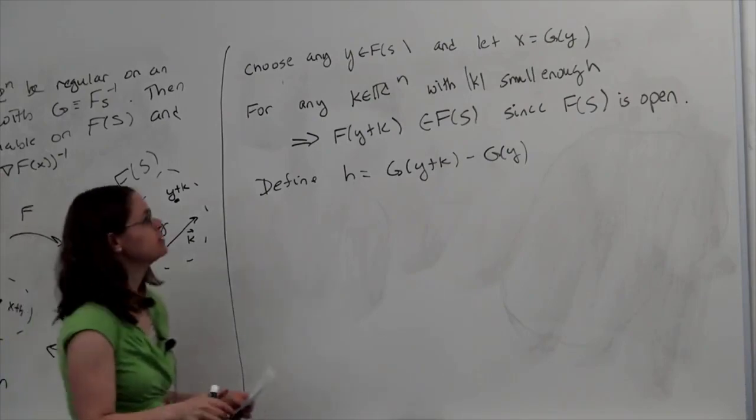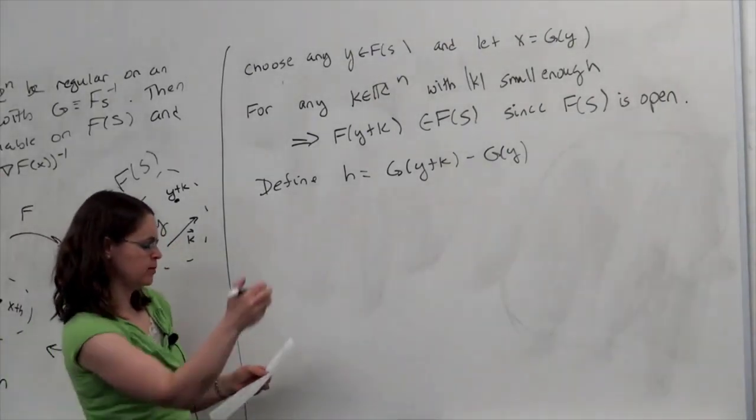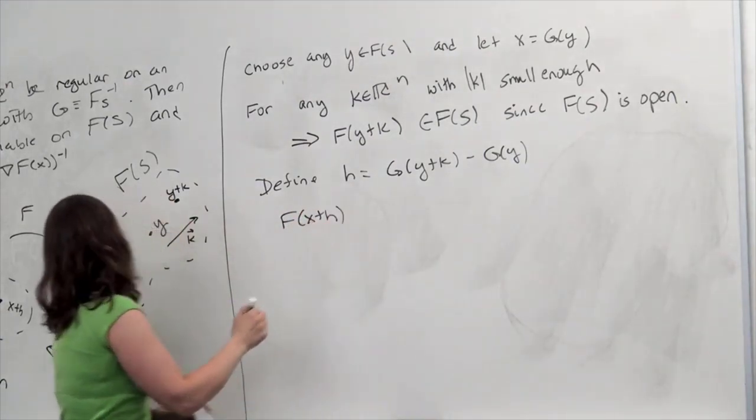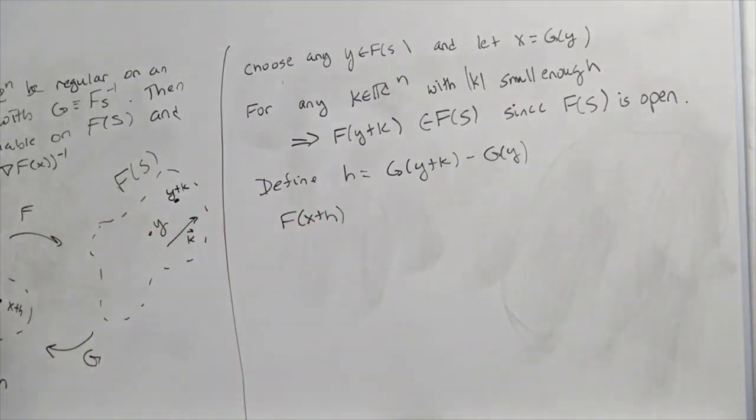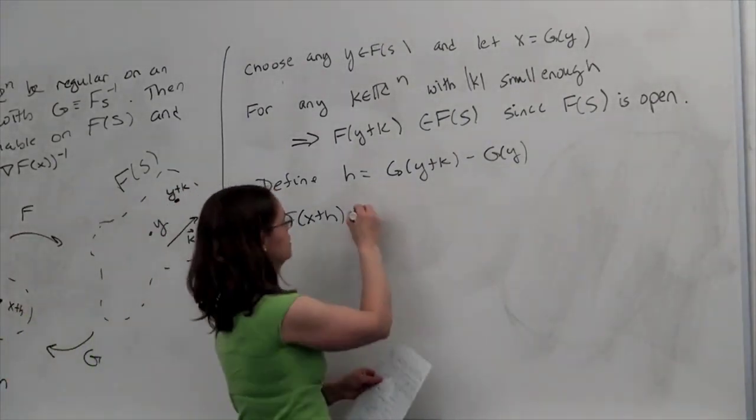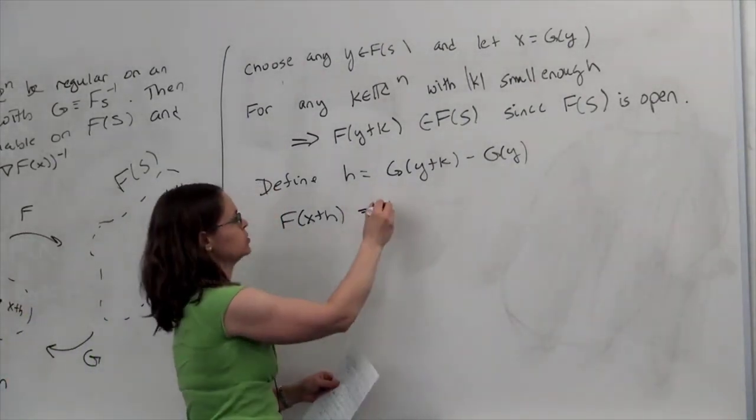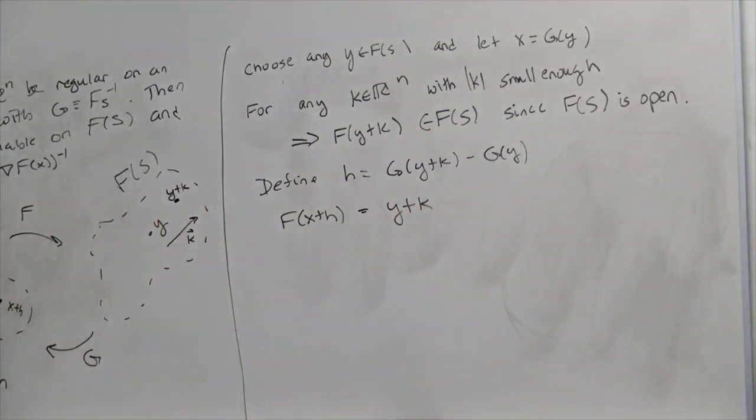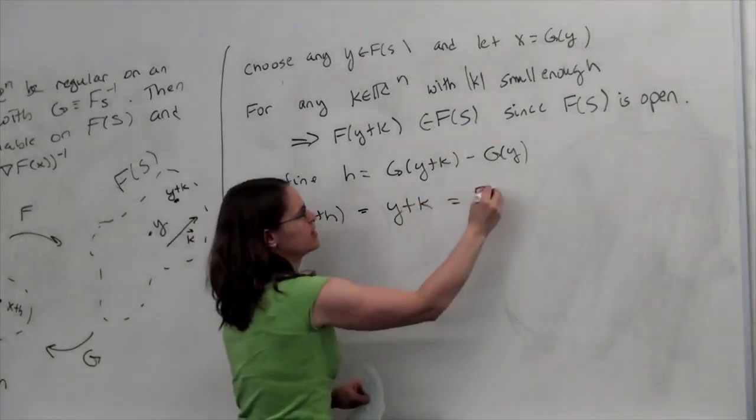Okay, so we have this, and let's just write down everything we can about relating them to each other. f of x plus h. So f of x goes to y, f of x plus h is equal to y plus k, which is the same as f of x plus k.